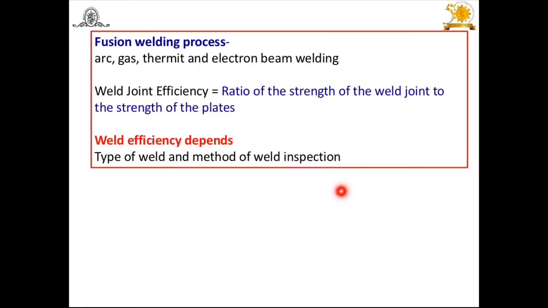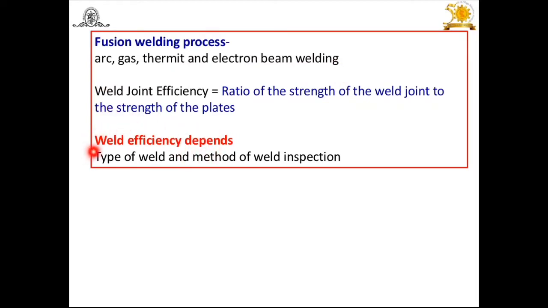Now again, all these pressure vessels are fabricated by using which welding process? Fusion welding process. Fusion means fusion of the two metals, and for that purpose different weldings are used: arc welding, gas welding, thermite welding, electron beam welding.